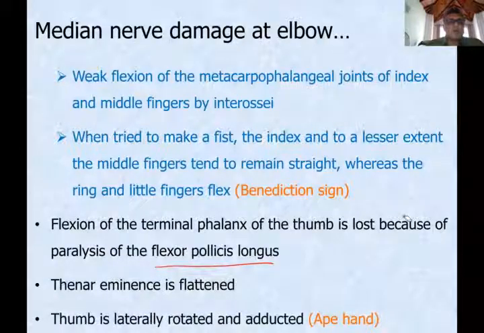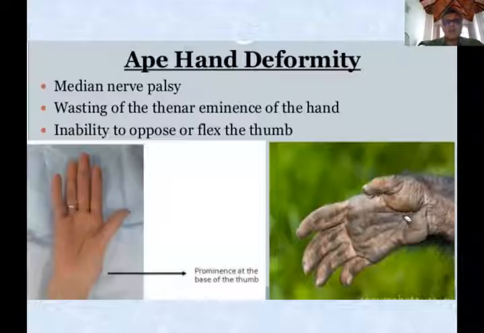Then the other important thing is the thumb. Usually the thumb can be opposed against other fingers, which is called the action of opponens. Apes cannot do that. Okay, now this is an ape hand. In apes, the thumb is kept at the side. They cannot oppose the fingers, this one to this one, this one to this one, like that. So that is lost in the person with the median nerve damage. So this is what happens, it is like an ape hand.